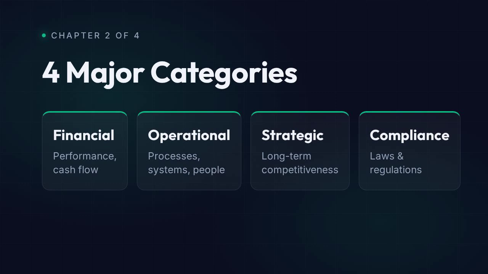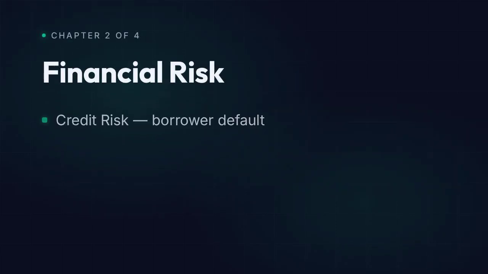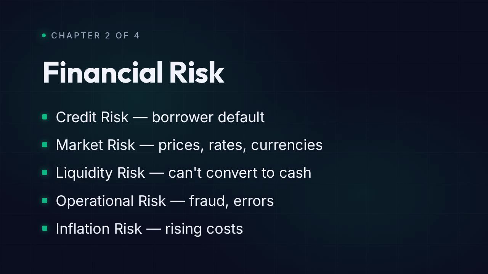Let's walk through each. First, financial risk. These relate to financial performance, investments, and cash flow. 5 subtypes matter here. Credit risk, the risk of default by borrowers or counterparties. If a customer doesn't pay, that's credit risk. Market risk, losses from changes in asset prices, interest rates, or currencies. A Naira devaluation or a stock market crash both fall here.